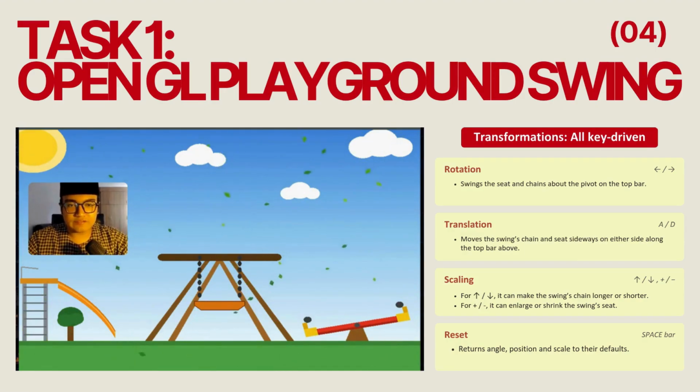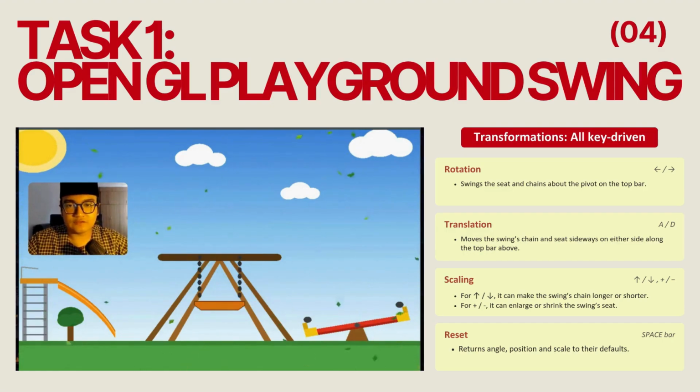In this task, we have integrated 4 types of transformations, starting from rotation, translation, scaling, and reset. All of the transformations here are key driven. So let's begin with the rotation. When we press the left arrow key, the swing chains and the swing seat will swing to the left. If we press the right arrow, both the swing chain and seat will swing to the right. Also, when we press space, it will reset the swing to its original position.